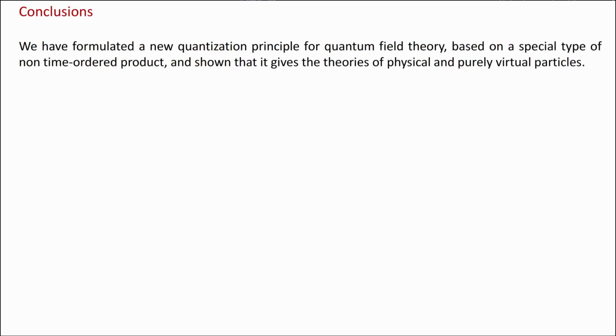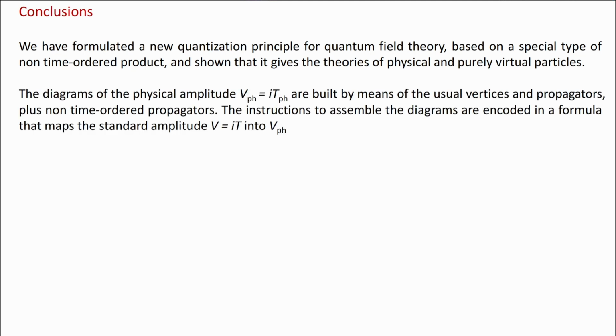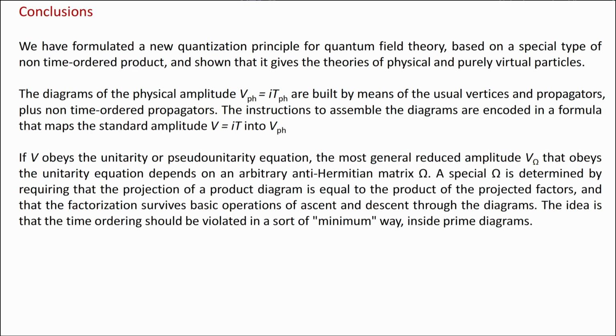So the conclusions: we have formulated a new quantization principle for quantum field theory based on a special type of non-time ordered product, and shown that it gives the theories of physical and purely virtual particles. The diagrams of the physical amplitudes are built by means of the usual vertices and propagators plus non-time ordered propagators. The instructions to assemble the diagrams are encoded in a formula that maps the standard amplitude into the physical amplitude. If the usual amplitude obeys the unitarity or pseudo-unitarity equation, the most general reduced amplitude that obeys the unitarity equation depends on an arbitrary anti-Hermitian matrix omega.